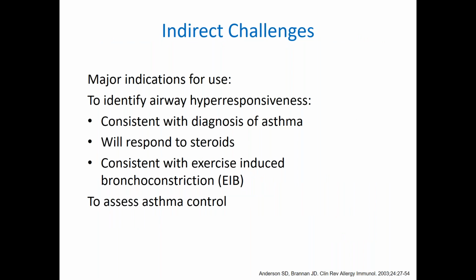Indirect challenges, which is what I'm going to focus on in the next couple of slides because I'm nearly at the end of my time, are useful to assist in identifying airway hyperresponsiveness that's consistent with the diagnosis of asthma, to look at airway hyperresponsiveness that will respond to steroids, and is consistent with exercise-induced bronchoconstriction. So they can be used as a surrogate marker for exercise-induced bronchoconstriction. Some indirect challenges can also be used to assess asthma control.